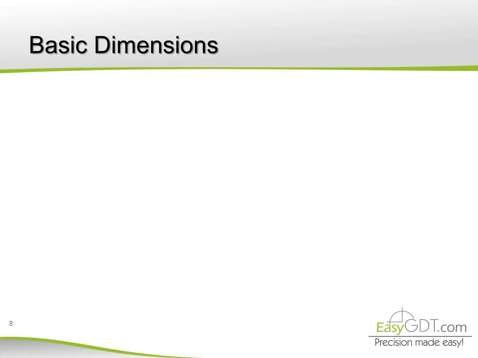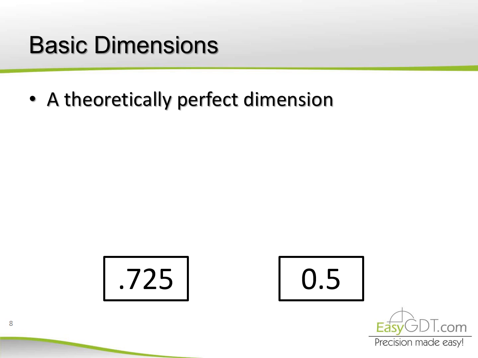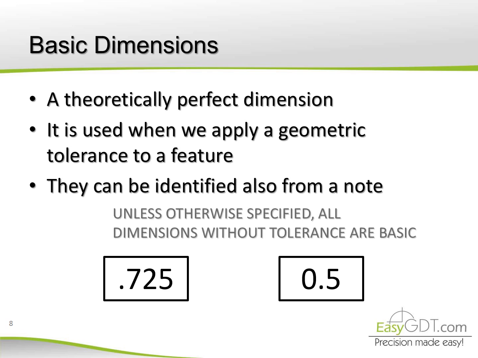The second case of dimensions without tolerance is the basic dimension, which is a theoretically perfect dimension. They're used when we apply a geometric tolerance on a feature. And they can also be identified from a note, such as, unless otherwise specified, dimensions without tolerance are basic. Outside of these two exceptions, all the dimensions shall have some tolerance indicated.